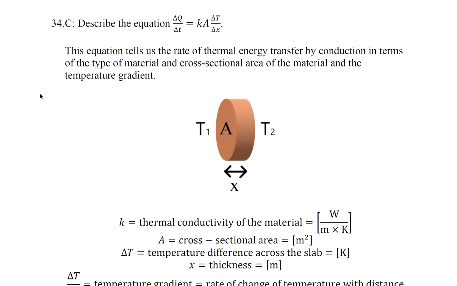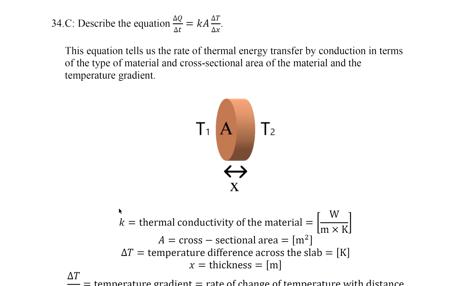Question 34: describe this equation. This equation tells us the rate of thermal energy transfer by conduction in terms of the type of material, the cross-sectional area of the material, and the temperature gradient. Let's assume T1 is really hot on the left side. How much time does it take for that energy to transfer to T2, if T1 is hot and T2 is cold?